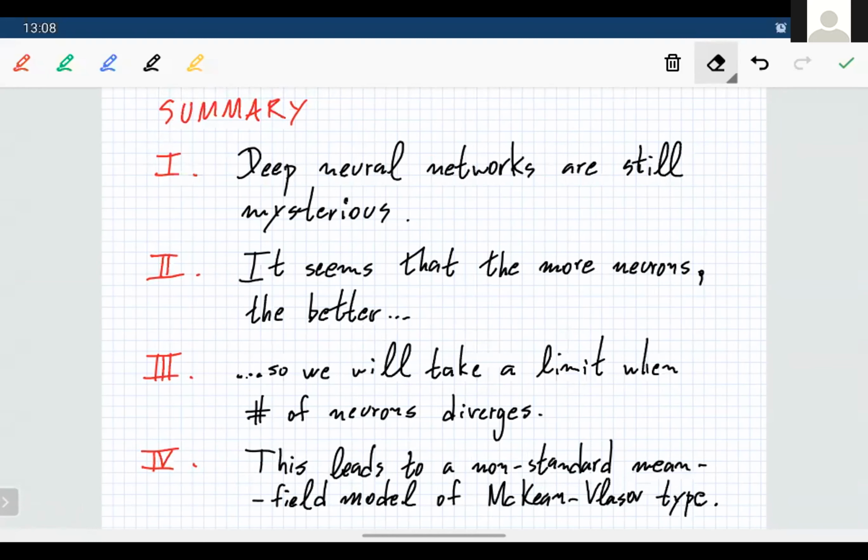And one of the mysteries that Song alluded to in his starting slide, with that little cartoon, is that unlike what you would expect from classical statistical learning theory, it seems that the more units, the more complex you make the network, the better. So that motivates the problem of looking at limits of networks when the number of neurons diverges.